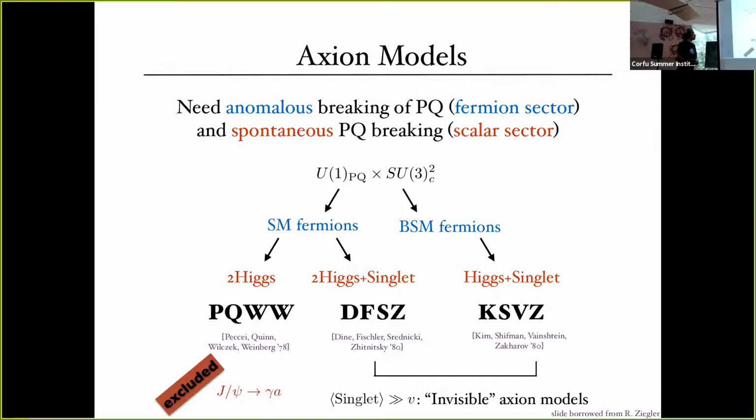So one class is the so-called DFSZ models with two Higgs doublets plus a singlet. And when we have the QCD anomaly generated by new BSM fermions, then one Higgs is enough plus a singlet. These are so-called KSVZ models. I will focus on the DFSZ models in this talk.